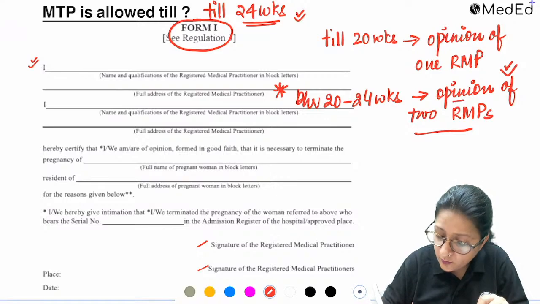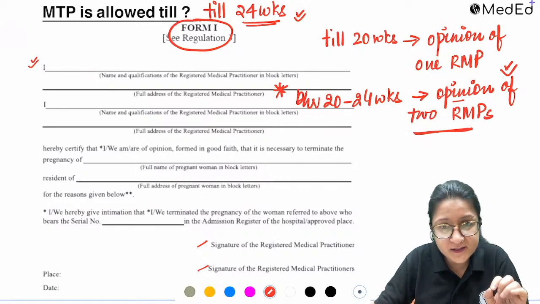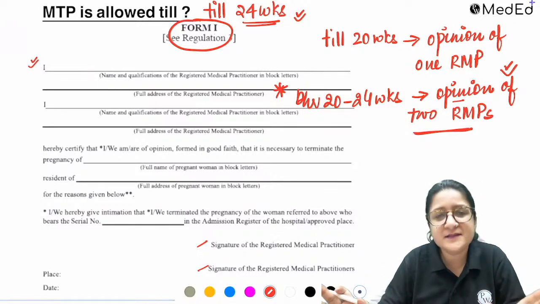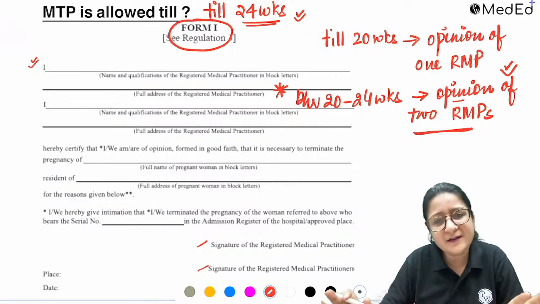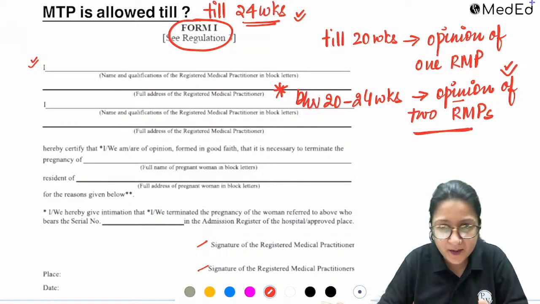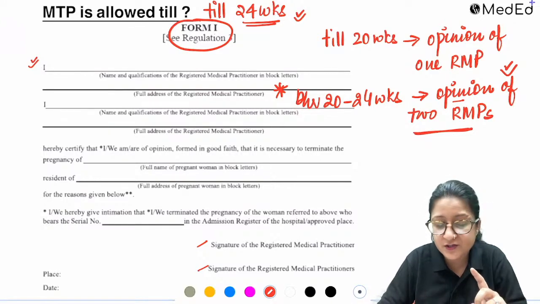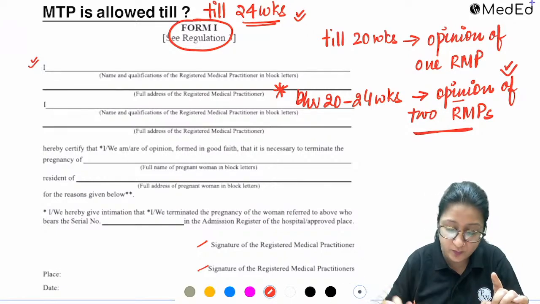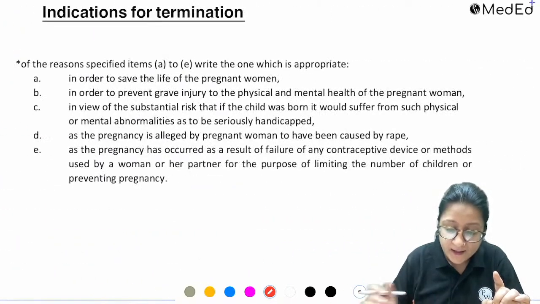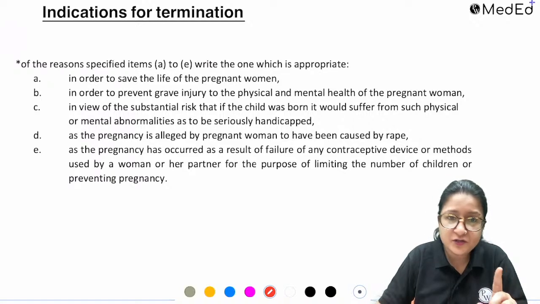Now, the opinion of two registered medical practitioners is needed. Once the opinion is made, after that one person can perform the MTP. But the opinion, yes, in the consent form, in the I form, the opinion of two registered medical practitioners is required. That is very, very important to note. Then what are the indications for termination of pregnancy?